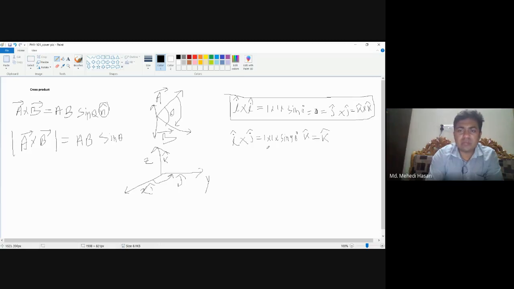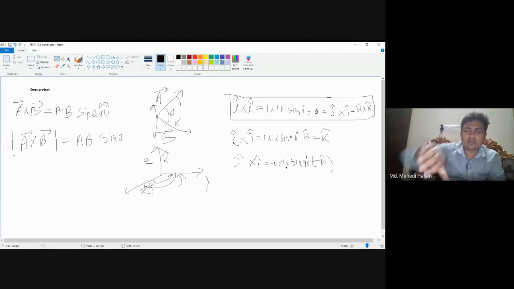But if you move in the different direction, say j cross i, equal to 1 into 1 into sine 90 degree, the unit vector will be minus k, because it is in the opposite direction, the downward direction. So the answer is minus k.